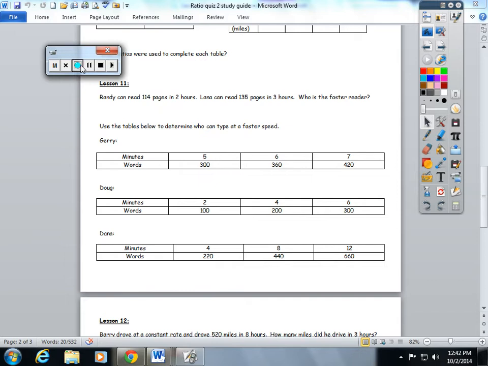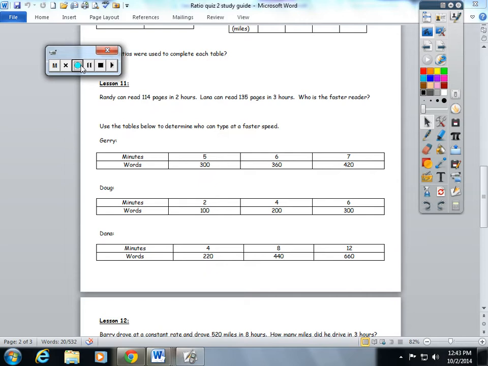Okay, so for lesson 11, the first problem is Randy can read 114 pages in 2 hours. Lana can read 135 pages in 3 hours. Who is the faster reader?